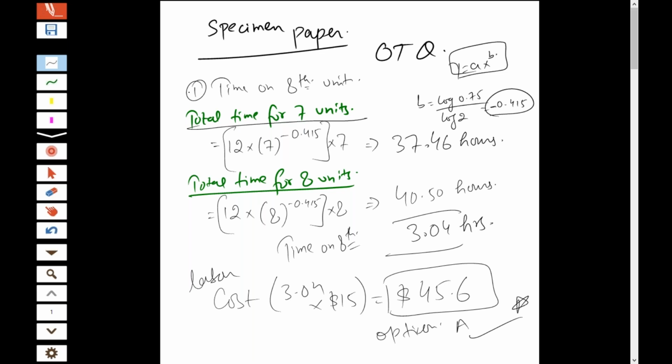The question was the time on the 8th unit because the question asks so. Mr. Osman Alam, 75% means that labor time is getting reduced by 25 percent. Mohammed Subhan, the learning rate is assumed to be constant all the time. That was the initial theory.